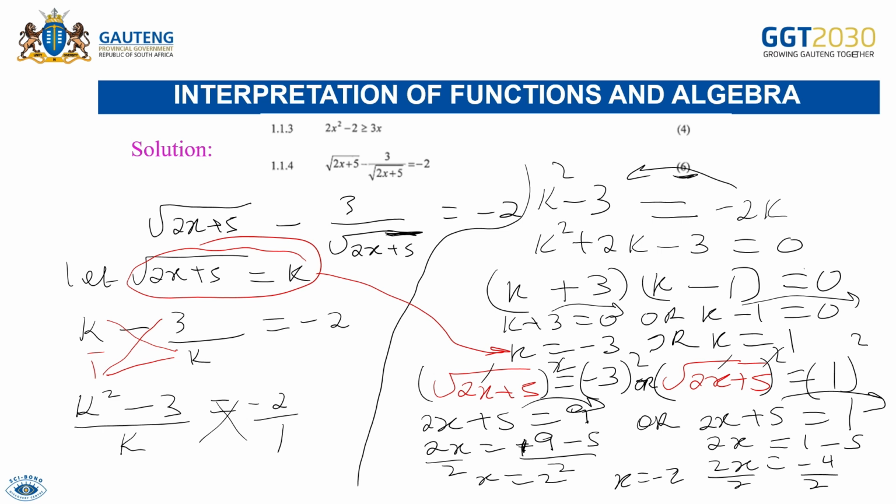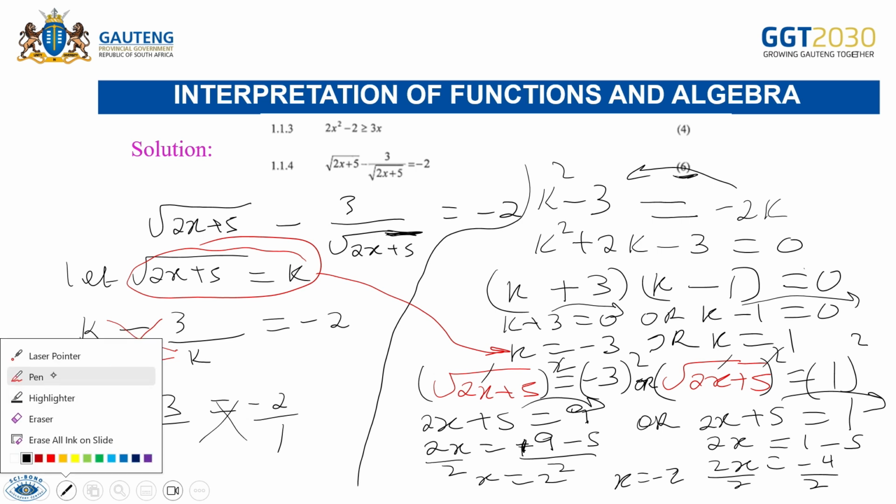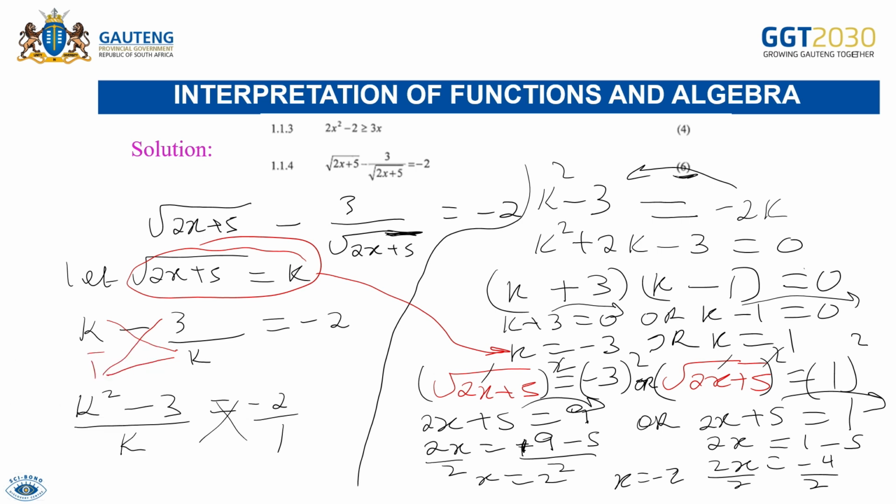But you are not done. You are not sure if both of these values do satisfy that equation. So how do you check if those values do satisfy the equation? You need to substitute the values that you got, which is x equal to 2 and x equal to negative 2, where there is the square root of 2x plus 5. So where there is x, you'll substitute 2, and where there is x this side, you'll substitute your negative 2.